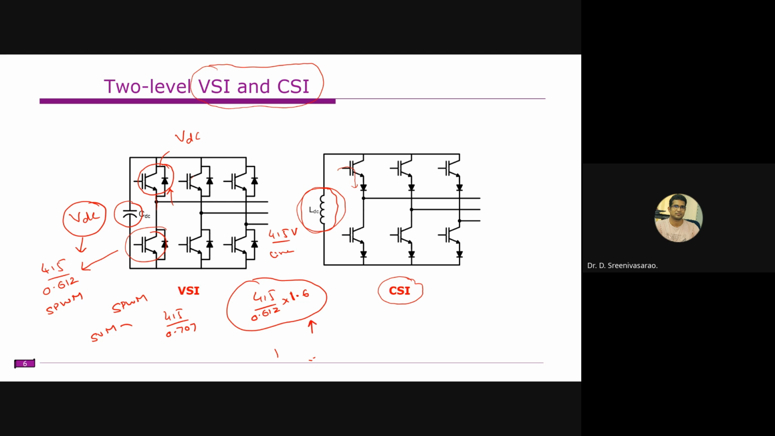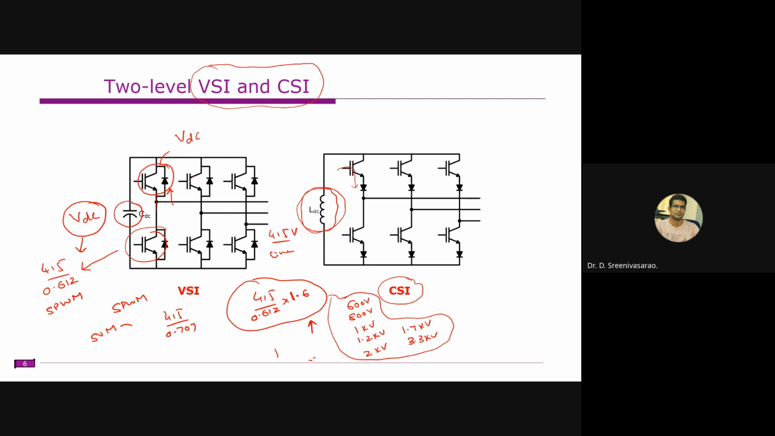If you see the different manufacturers, they normally produce different voltage ratings: 600 volt devices are available, 800 volt devices, 1 kV and 1.2 kV devices, 1.7 kV devices, 2 kV devices, even 3.3 kV devices. These devices are available in the market. Based on that, you select the device with the nearest value.